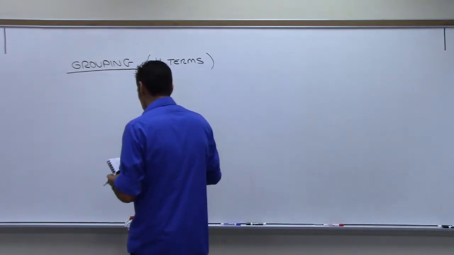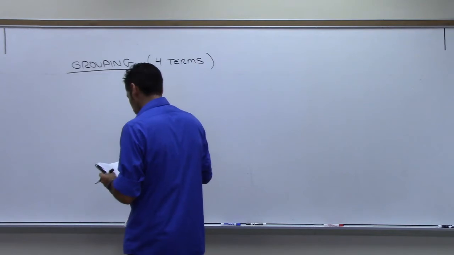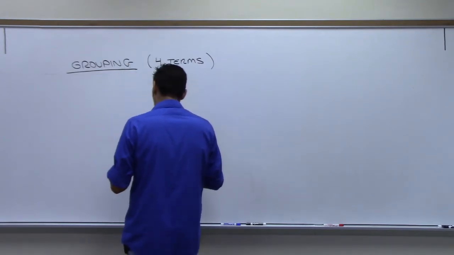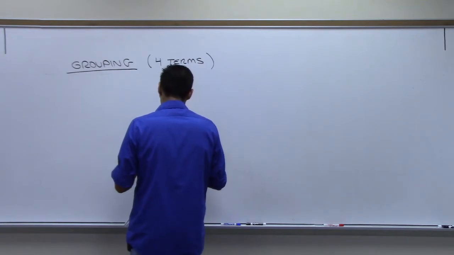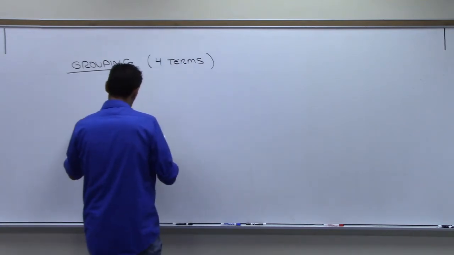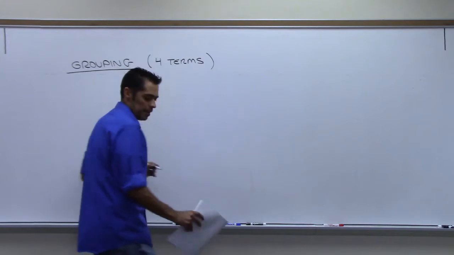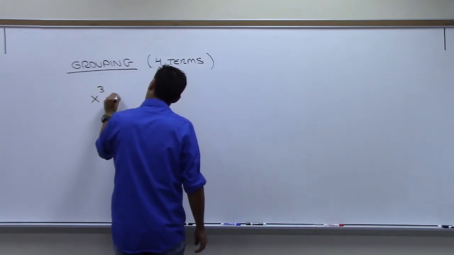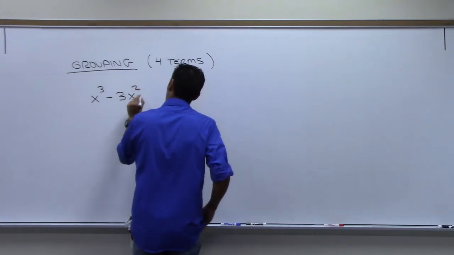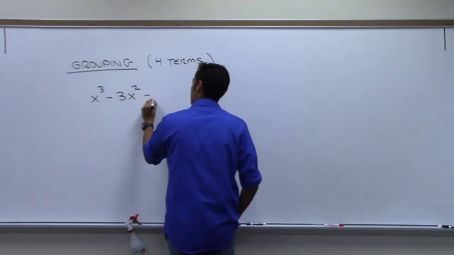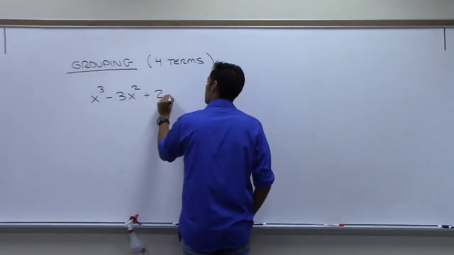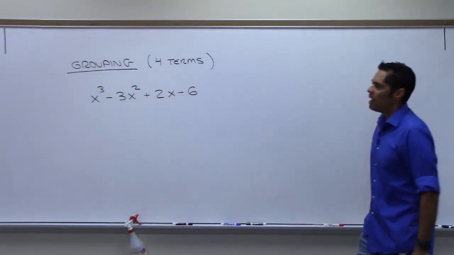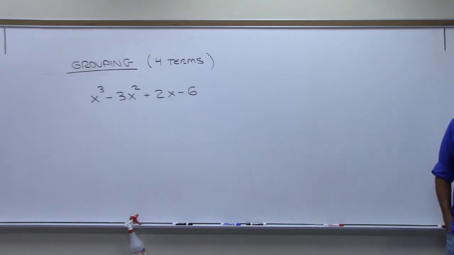So let's do this. I want to start off a little easier. Okay, I'll just make it up. X cubed minus 3x squared plus 2x minus 6. I would like for us to factor this.